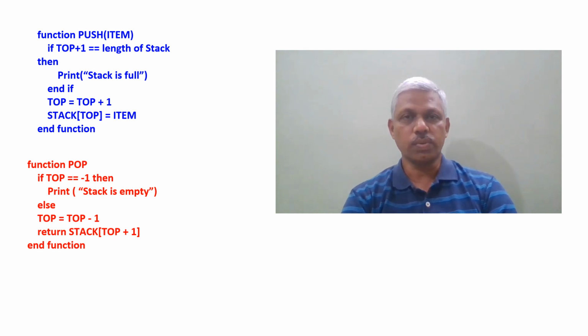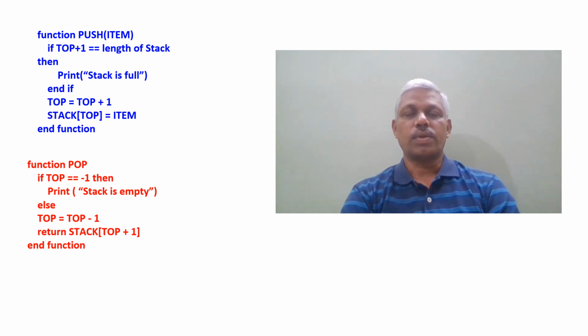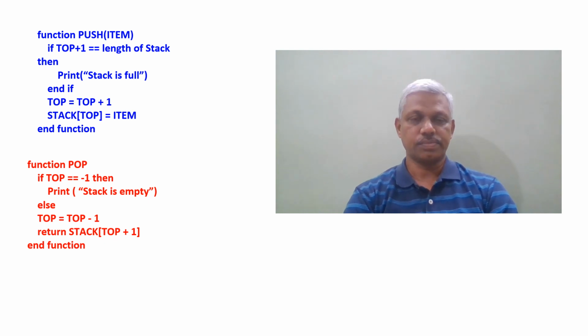Top is equal to top minus 1, and the element that is present at top plus 1, stack of top plus 1, is returned. Whatever element is to be deleted will be deleted because top is already lowered. Whatever element is present at top plus 1 is the element to be deleted. So delete stack of top plus 1, and already the current top is lowered. So for the next operation, the current top will be already updated, top minus 1. So the topmost element is deleted from the stack.